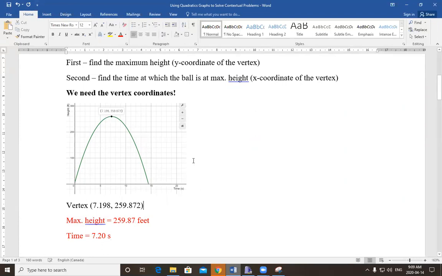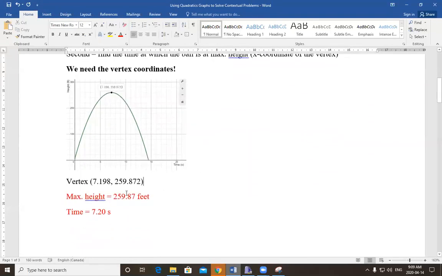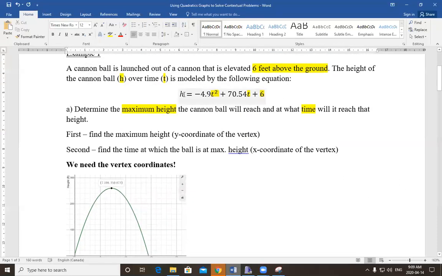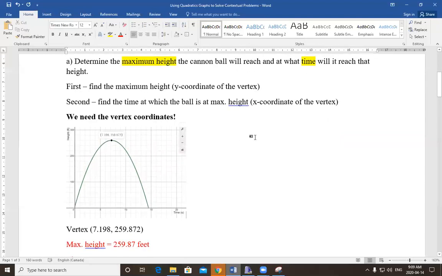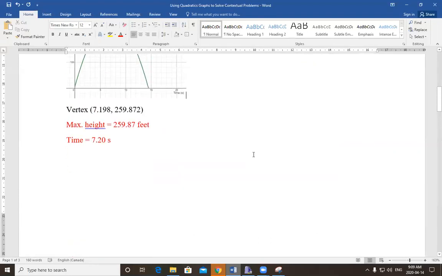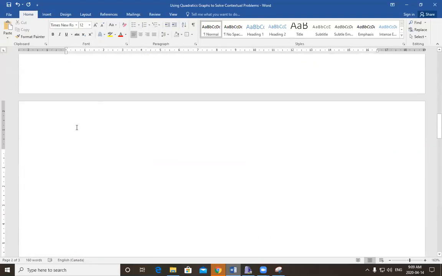That would be our final answer for part A. The maximum height of the ball is 259.87 feet, and the time is 7.20 seconds. And again, we got this from graphing the quadratic function, and then finding the vertex coordinates. So that is a standard type of scenario where we just have to get the answer from one of the important points. Okay, we're going to move on with the second example.